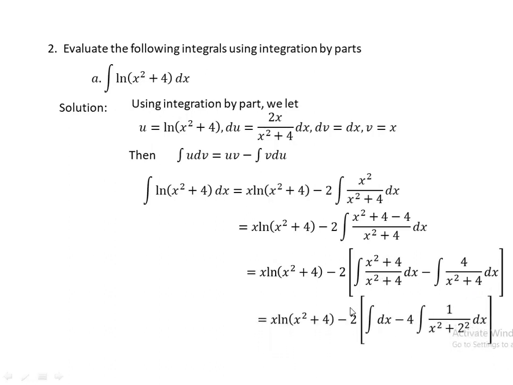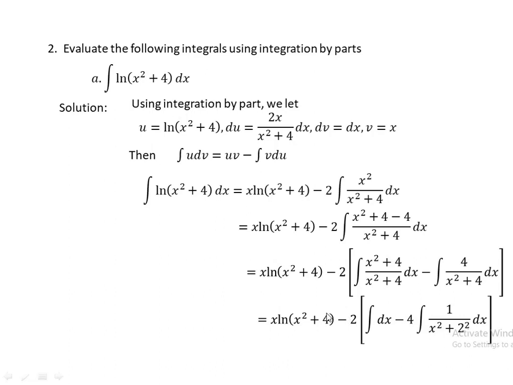Again, by simplifying and rearranging, we have x times ln of x squared plus 4 minus 2 into the integral of dx minus 4 times the integral of 1 over x squared plus 2 squared. Why? 4 is the same as 2 squared, and this integral has the form of the integral of 1 over x squared plus a squared dx. But the integral of 1 over x squared plus a squared dx is the same as 1 over a tan inverse of x over a.